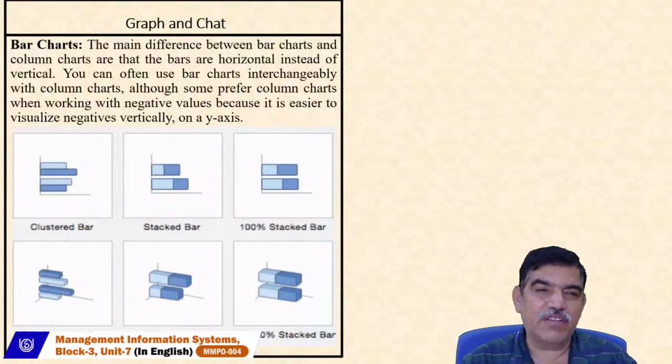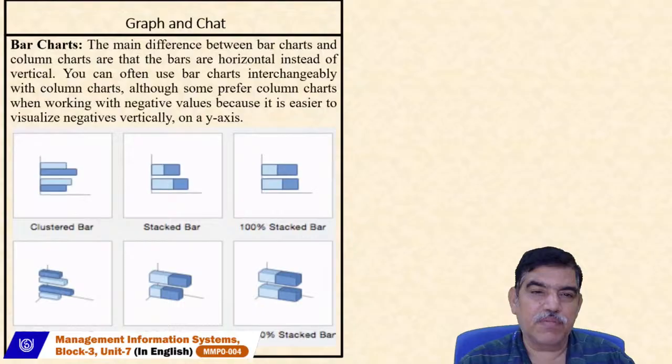Then bar chart. What is the difference between the bar chart and the column chart? The main difference is that the bars are horizontal instead of vertical. You can often use bar charts interchangeably with column charts, although some prefer column charts when working with negative values because it is easier to visualize the negative vertically on a y-axis.